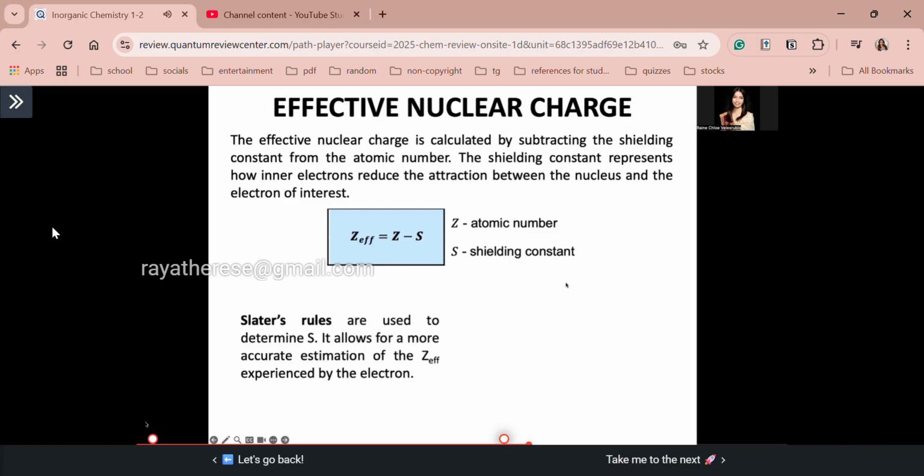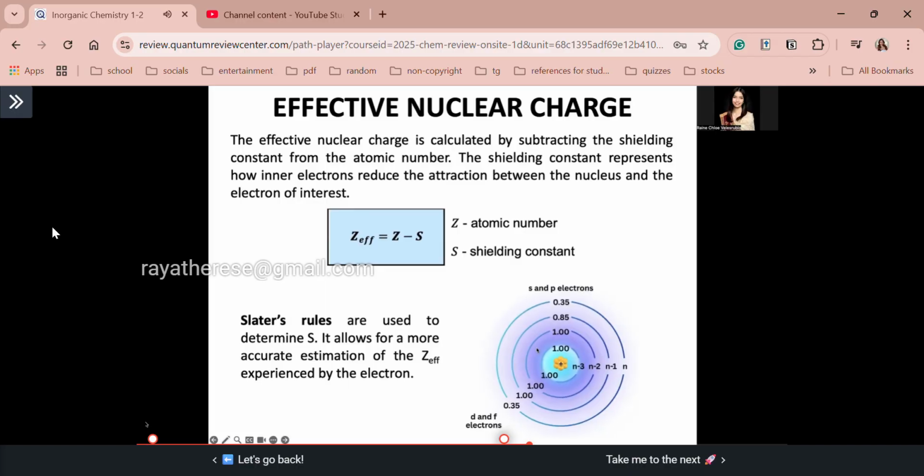Now, Slater's rules are used to determine the value of the shielding constant. It is calculated based on the proximity of the inner electrons to the electron of interest. Okay? So, for example, we have an electron of interest here. Here. See that red one? That is your electron of interest.